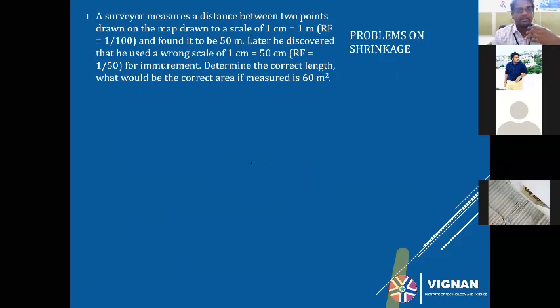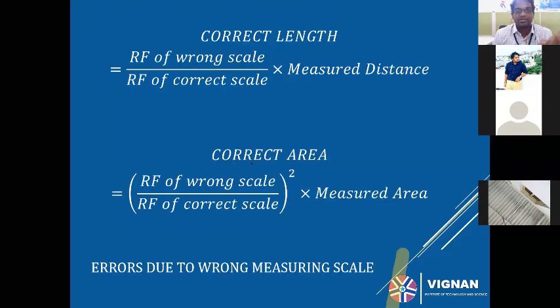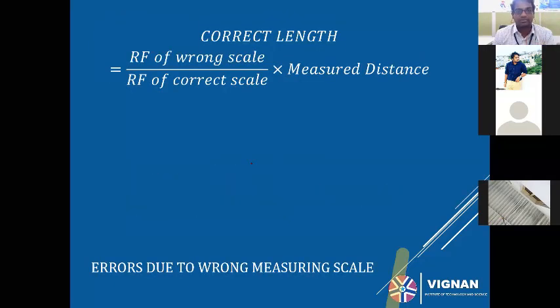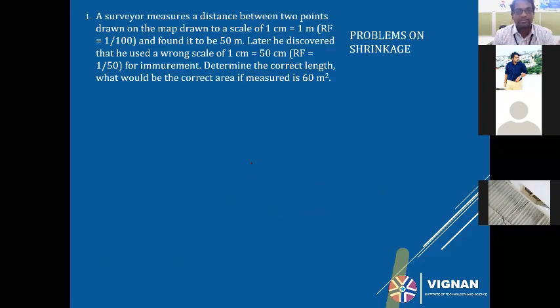So I repeat, what we do is representation factor of wrong scale divided by representation of correct scale. Remember this, right? Representation of wrong scale divided by representation of correct scale into measured distance. If it is area, we'll put a square.